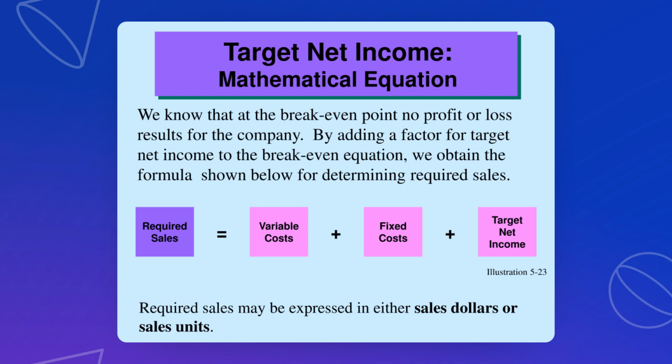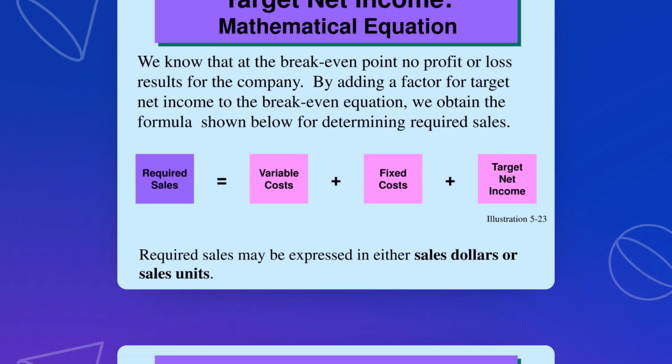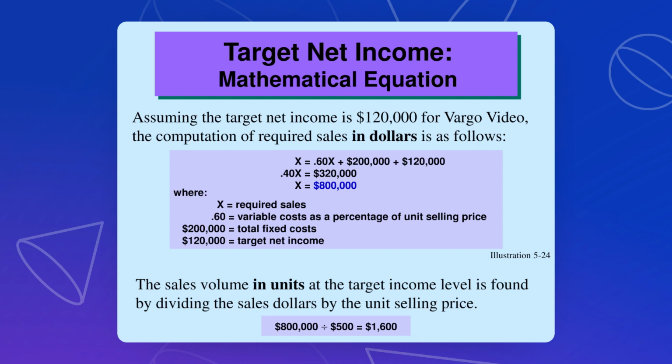So how do we compute again? Using mathematics. Now, we know that the break-even point has no profit, but now you have a target profit. The formula now is required sales equals the variable cost plus your fixed cost plus your target net income. Required sales may be expressed in either sales in dollars or sales in units. So, in terms of mathematics, what is the formula? Sales at 100% equals 60% variable cost plus your fixed cost of 200,000 plus 120,000 as your target net profit. So, 0.40x equals 320,000.